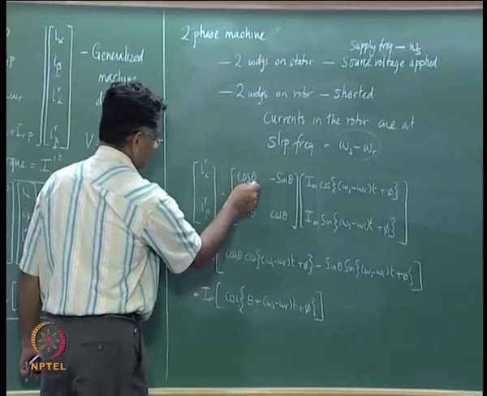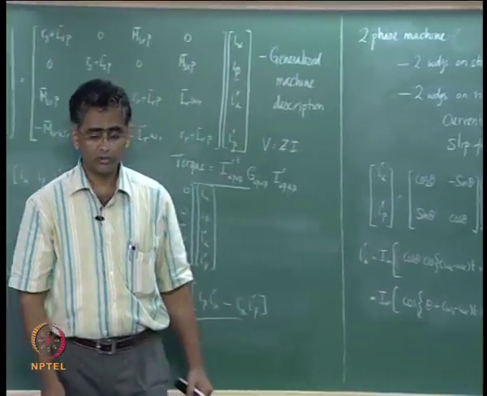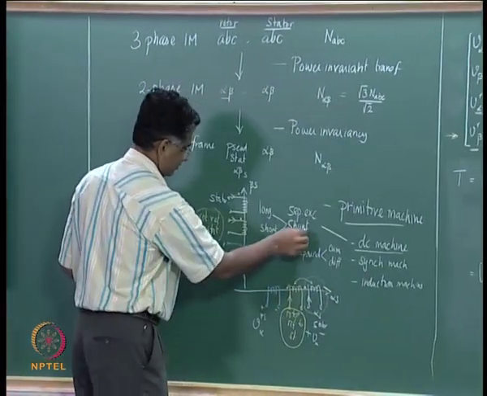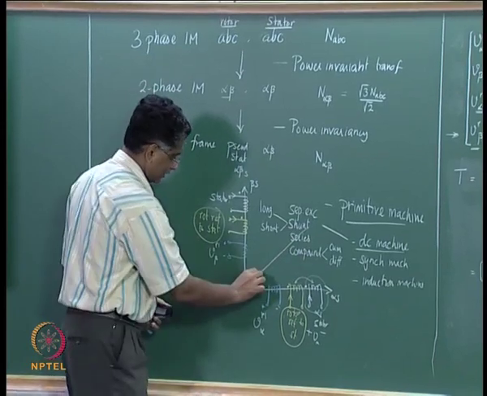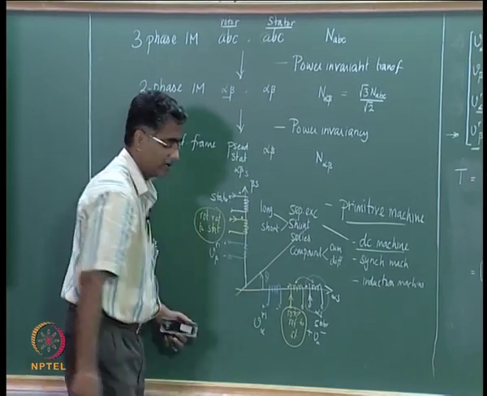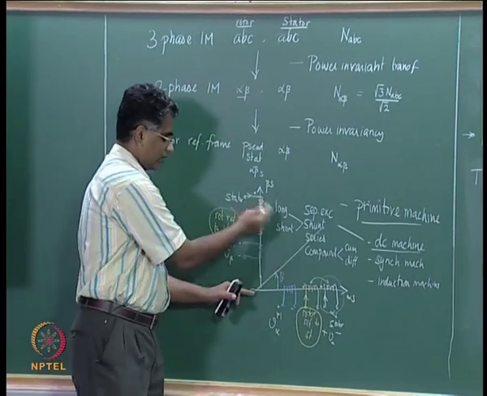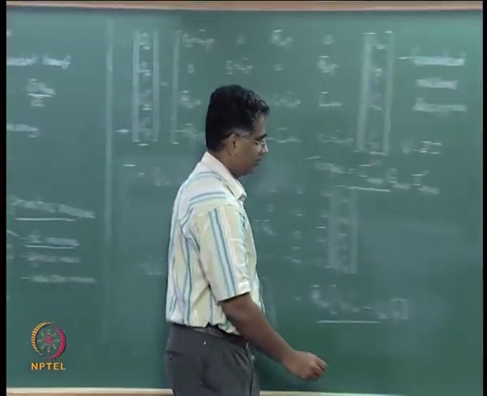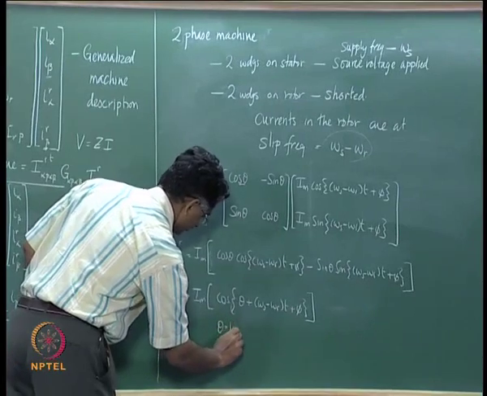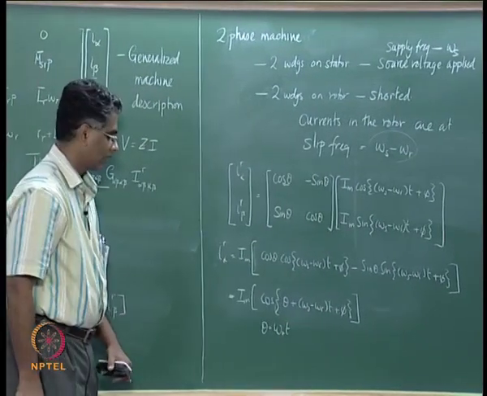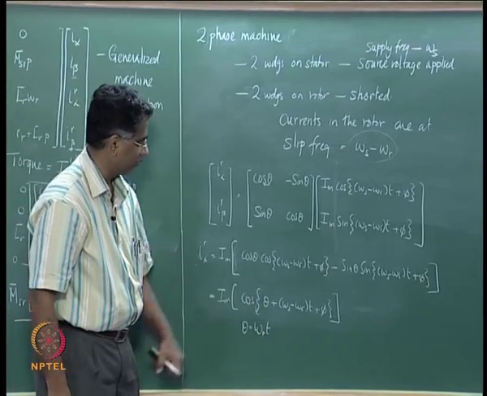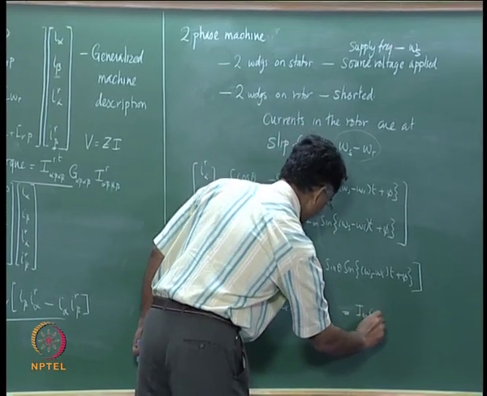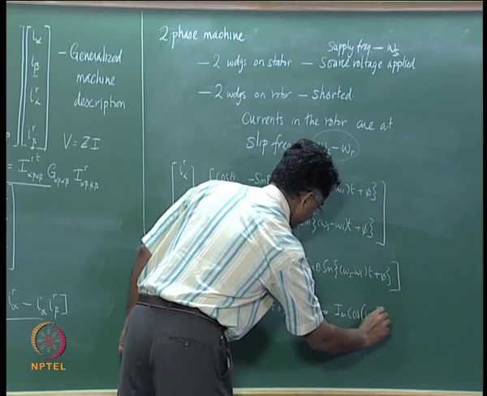This angle, if you remember, is the angle between, we had drawn the rotor axis here, the rotor coil was actually fixed to the rotor, and this angle is the angle made by the rotor, and this is what is now going to rotate along with the rotor, and therefore theta is nothing but omega r into t. If you substitute theta equal to omega r into t, this expression reduces to Im cos of omega s into t plus phi.